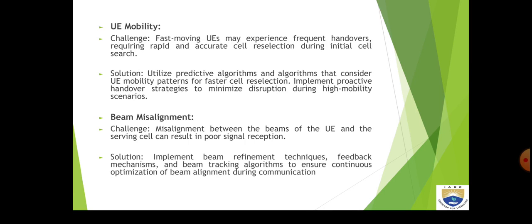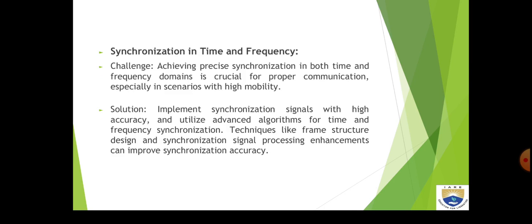Beam misalignment. Challenge: misalignment between the beams of the UE and the serving cell can result in poor signal reception. Solution: implement beam refinement techniques, feedback mechanisms, and beam tracking algorithms to ensure continuous optimization of beam alignment during communication.